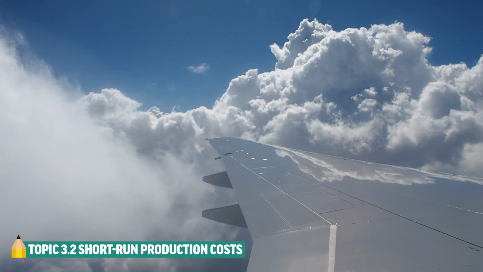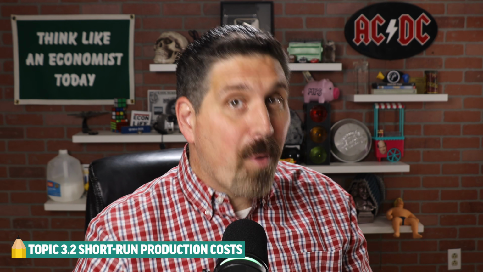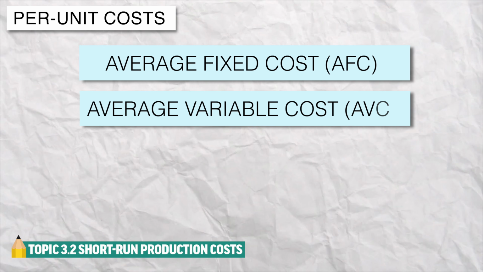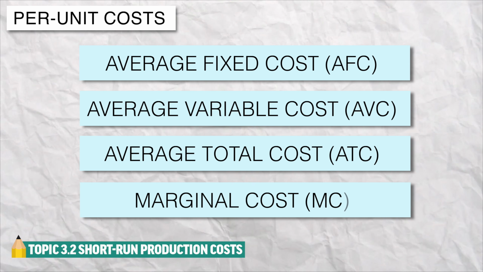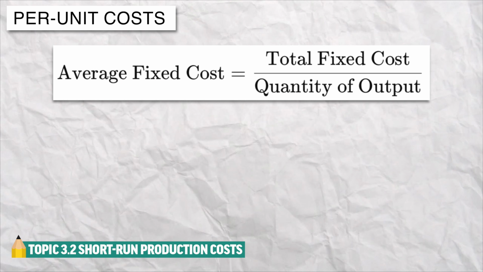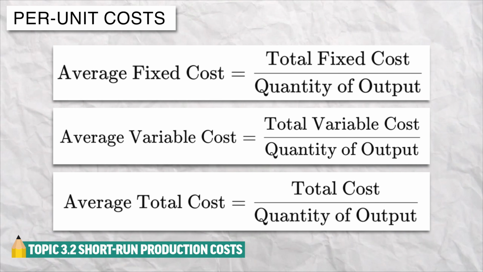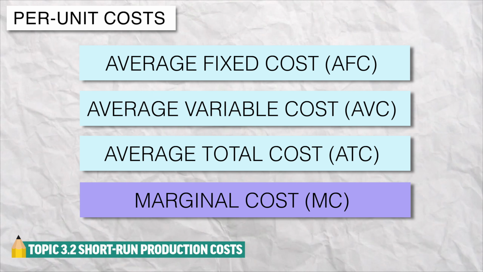Ladies and gentlemen, there is turbulence ahead. Remember, there's 4 per unit cost curves that you absolutely have to learn: average fixed cost, average variable cost, average total cost, and marginal cost. The good news is that the first 3 are basically the same equation. Average fixed cost is the total fixed cost divided by quantity. Average variable cost is the total variable cost divided by quantity. And the average total cost is the total cost divided by quantity. The only one that's different is the marginal cost, but you already know that.